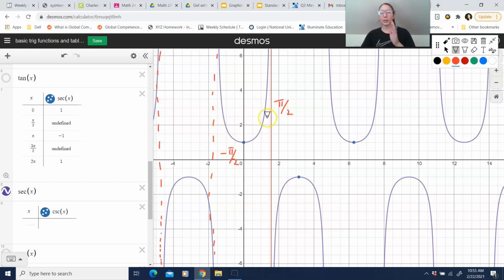If it did, we would only have a collection of upward U's, but we don't. We have upward U's and downward U's. So this period contains the downward U and the upward U. This is negative 3 pi over 2.